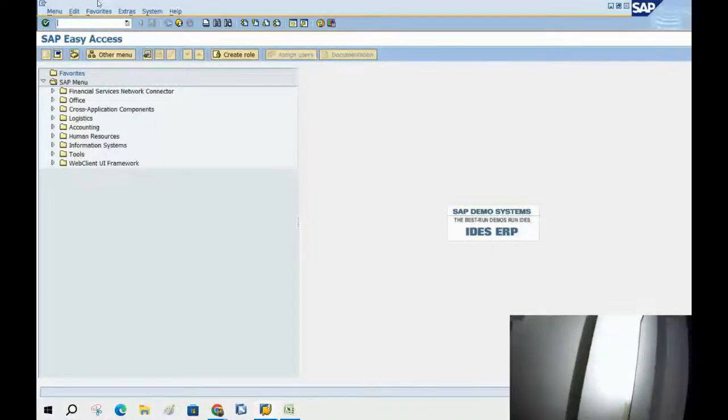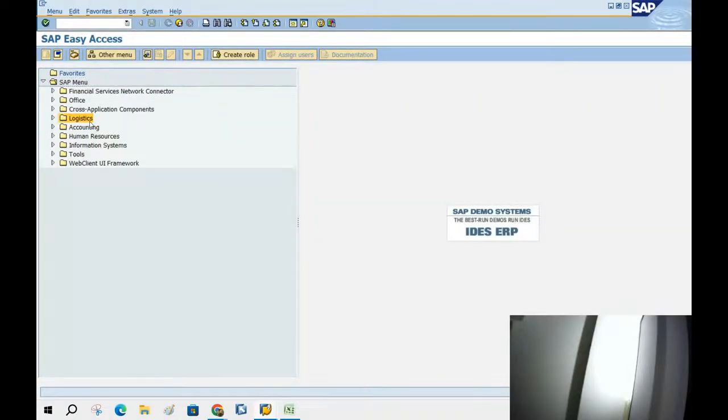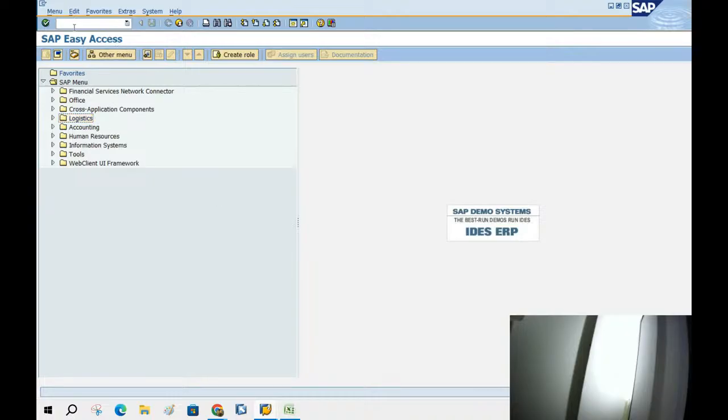So SAP Easy Access is the screen which is going to be used by Sun Pharma. Different departments of Sun Pharma are going to use this. Logistics people are going to use the logistics module. Accounts people are going to use the accounts module. Human resource people are going to use the HR module. Clear?